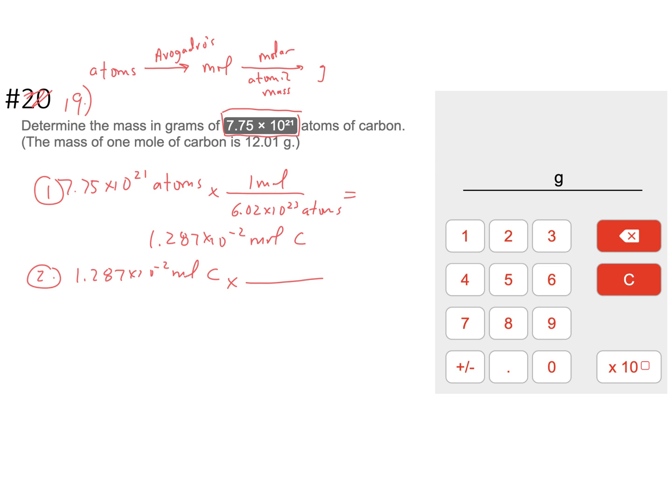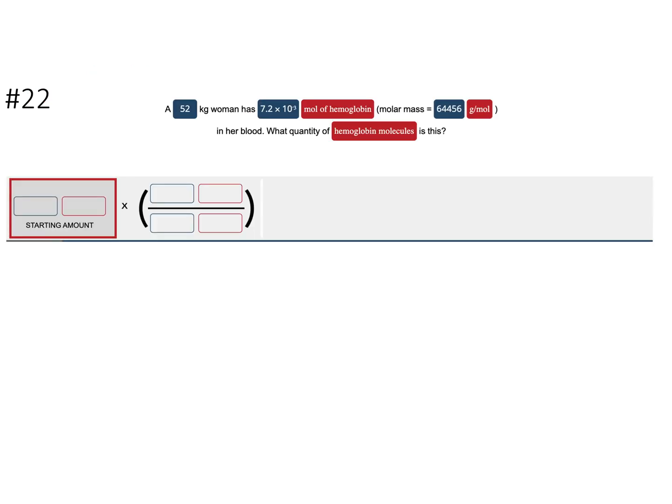The molar mass tells us for every 1 mole of carbon, I need 12.01 grams. So multiply to get approximately 0.155 grams of carbon for question 19. And here's where my numbers are off. This should be question 20 right here.